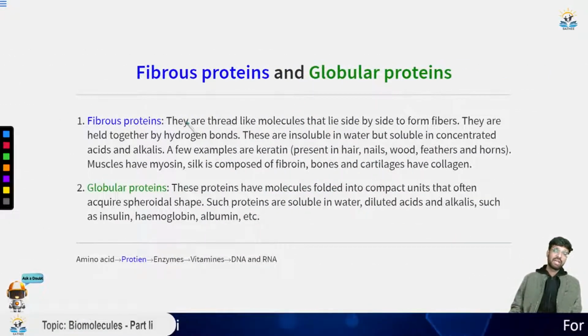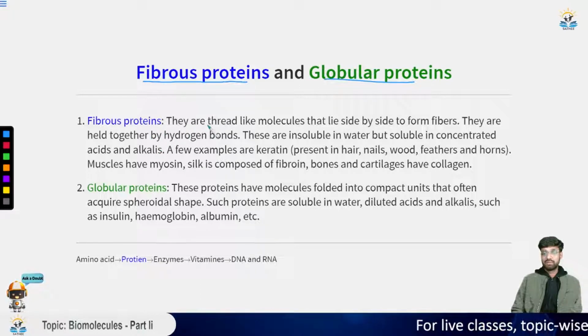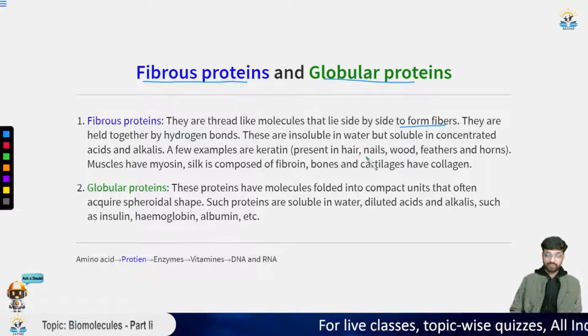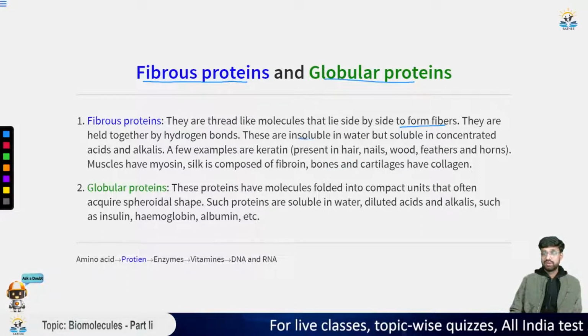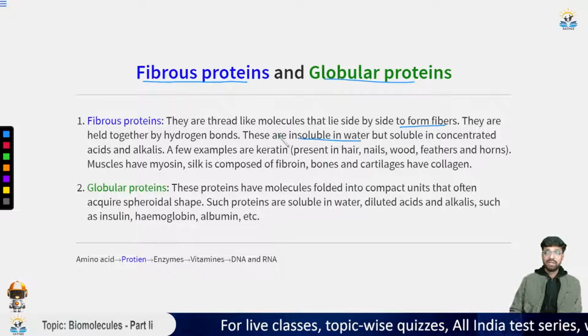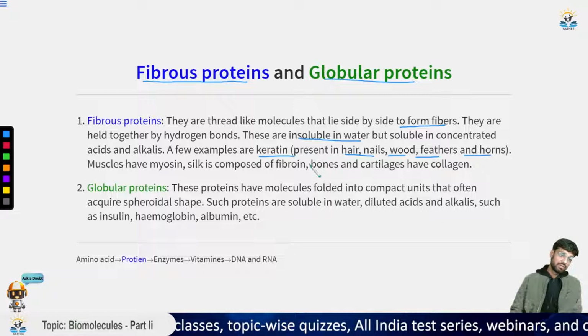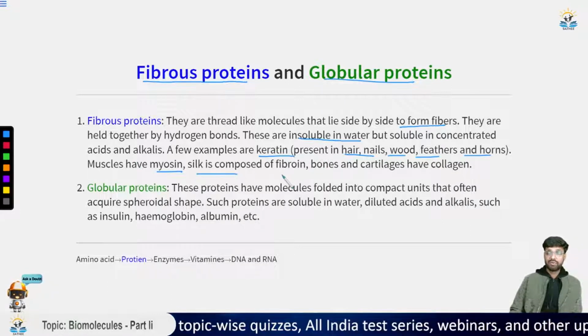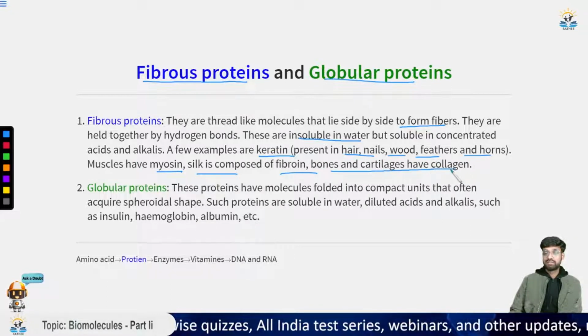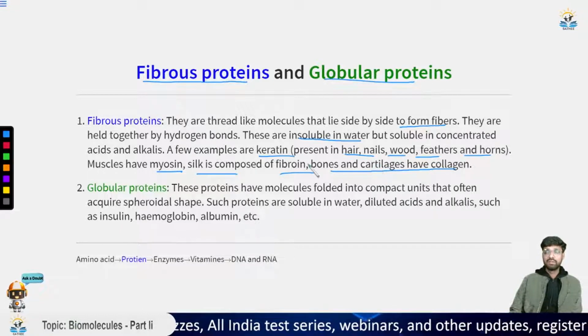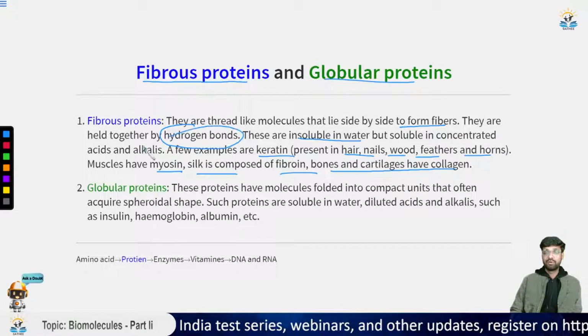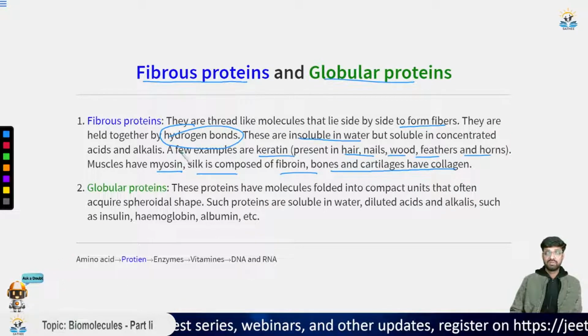Before that, we have the classification of proteins as fibrous and globular. Fibrous proteins are thread-like molecules that lie side by side to form fibers. They are water insoluble, which is an important point. Examples are keratin, present in hair, nails, wool, feathers and horns; myosin in muscles; fibroin in skin; and collagen in bones and cartilage. Fibrous proteins are held together by hydrogen bonds. So these are some important points of fibrous proteins.